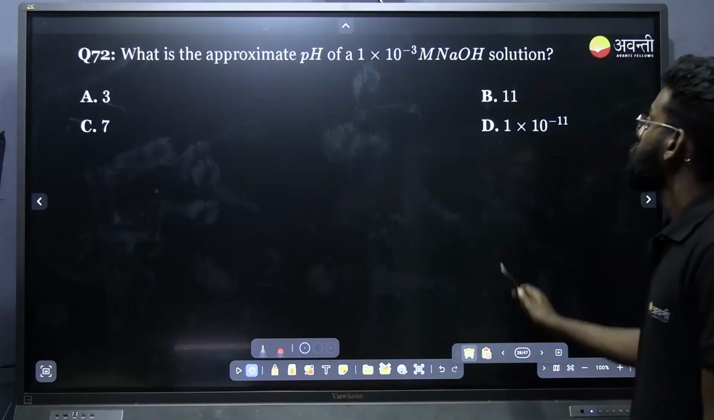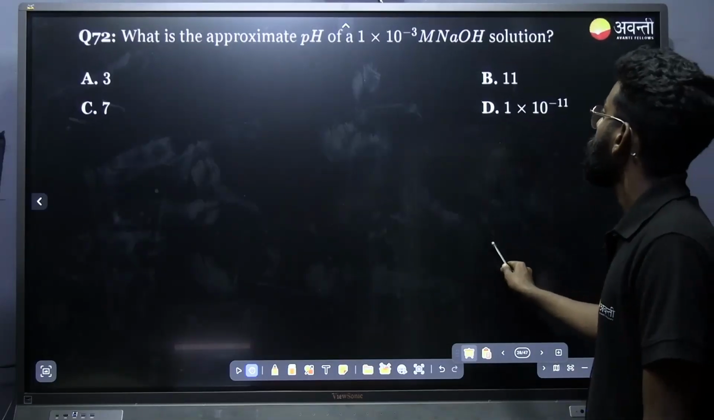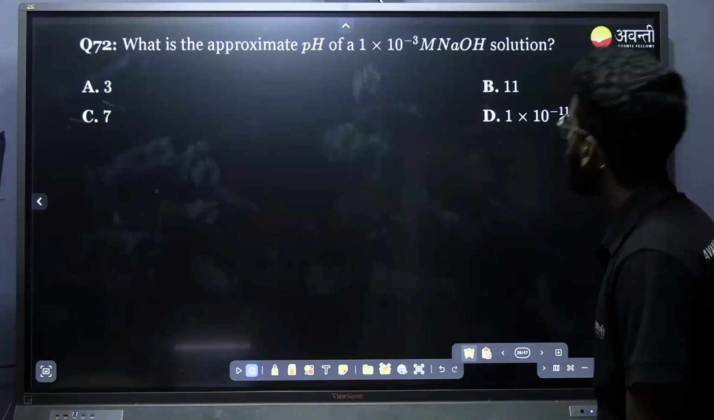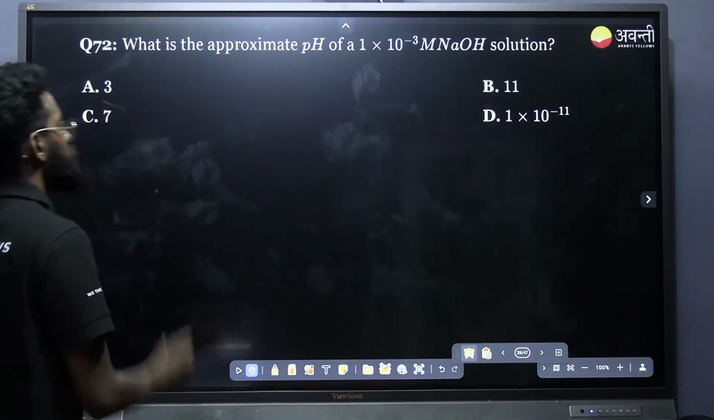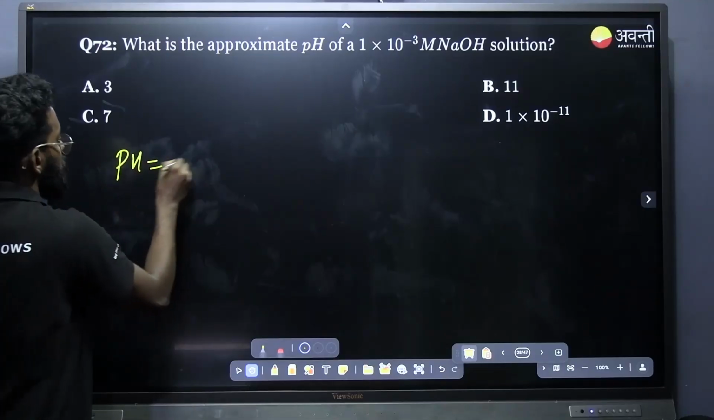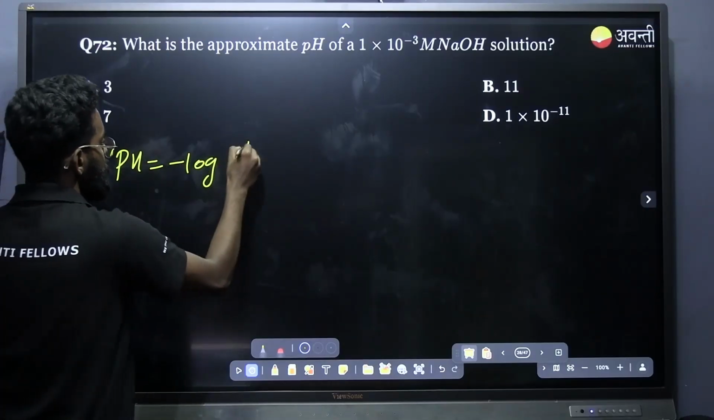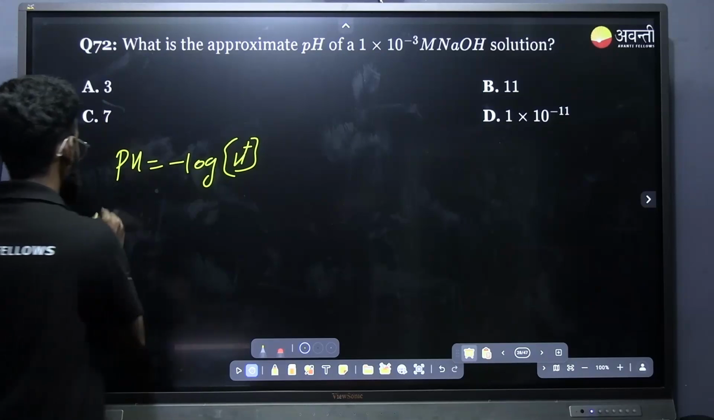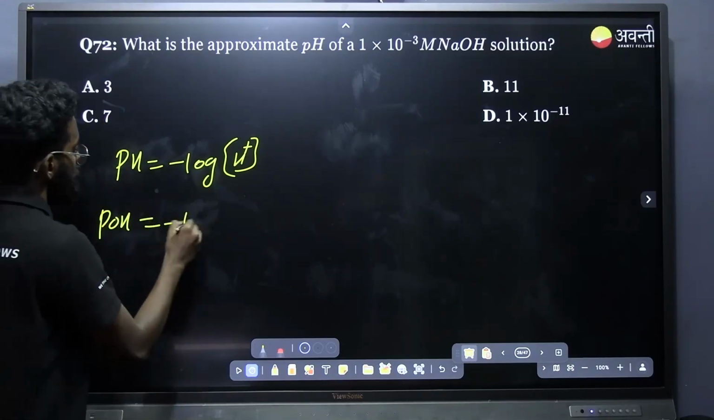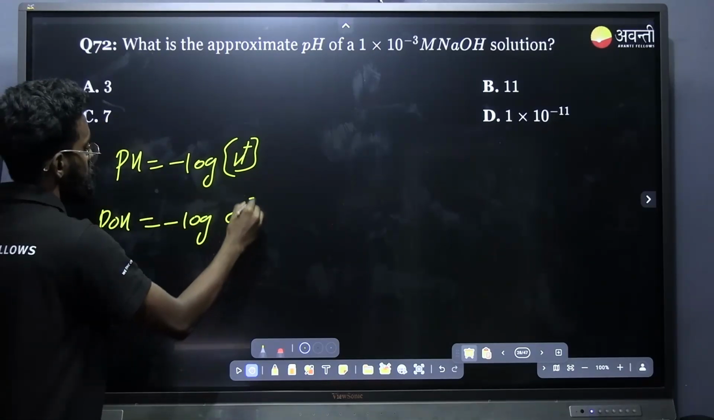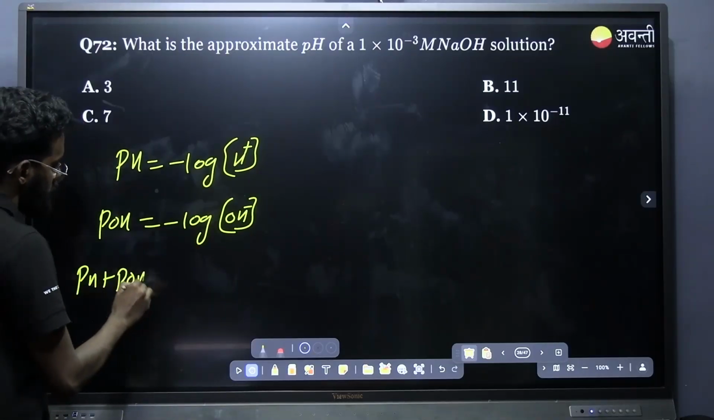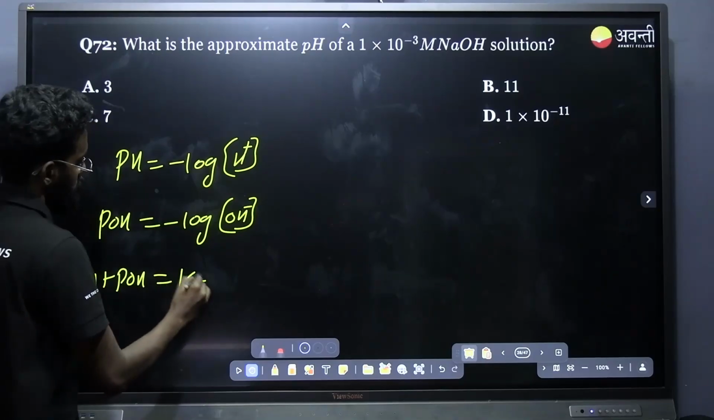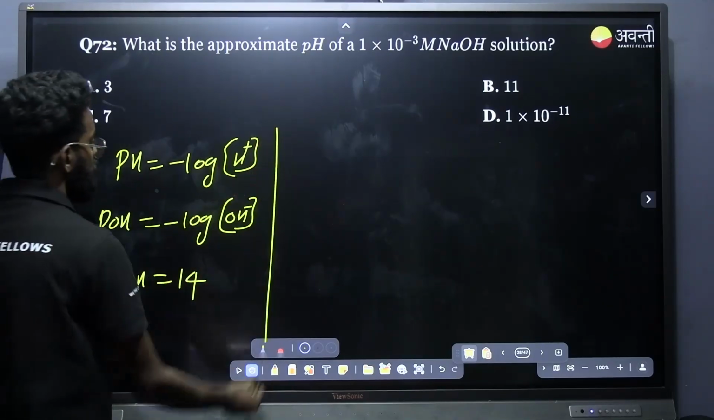What is the approximate pH of a 10 to the power minus 3 molar NaOH solution? This is a pH calculation. pH is equal to minus log H plus, or pOH is equal to minus log OH minus, and pH plus pOH is equal to 14. Using this we can find out the answer.